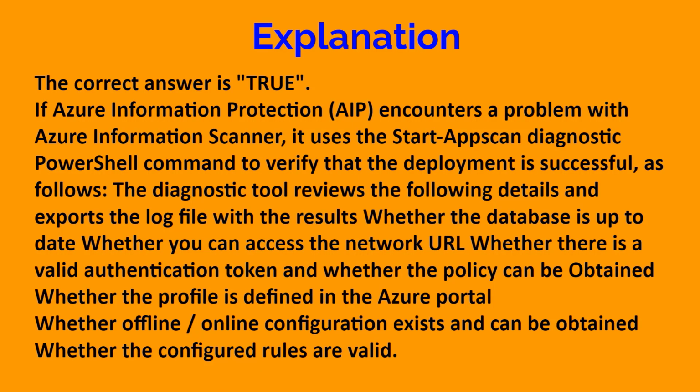If Azure Information Protection, AIP, encounters a problem with Azure Information Scanner, it uses the Start-AIPScannerDiagnostic PowerShell command to verify that the deployment is successful as follows. The diagnostic tool reviews the following details and exports the log file with the results: whether the database is up to date, whether you can access the network URL, whether there is a valid authentication token, whether the policy can be obtained, whether the profile is defined in the Azure portal, whether offline/online configuration exists and can be obtained, and whether the configured rules are valid.